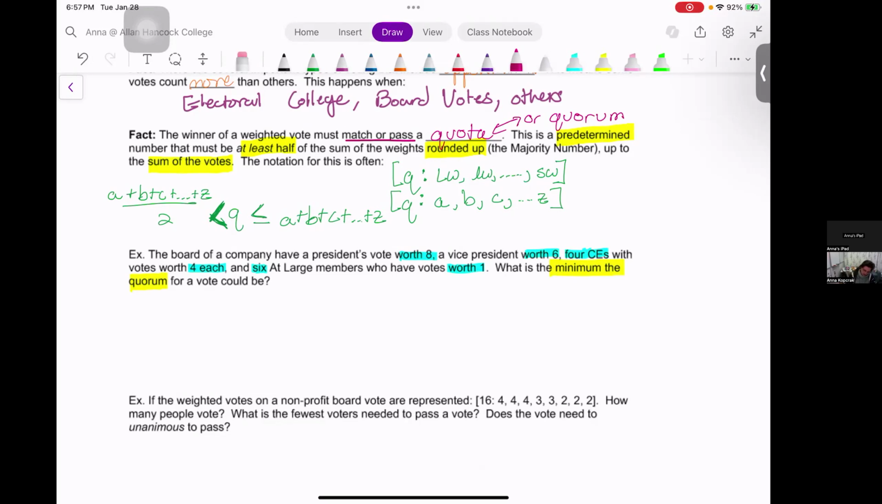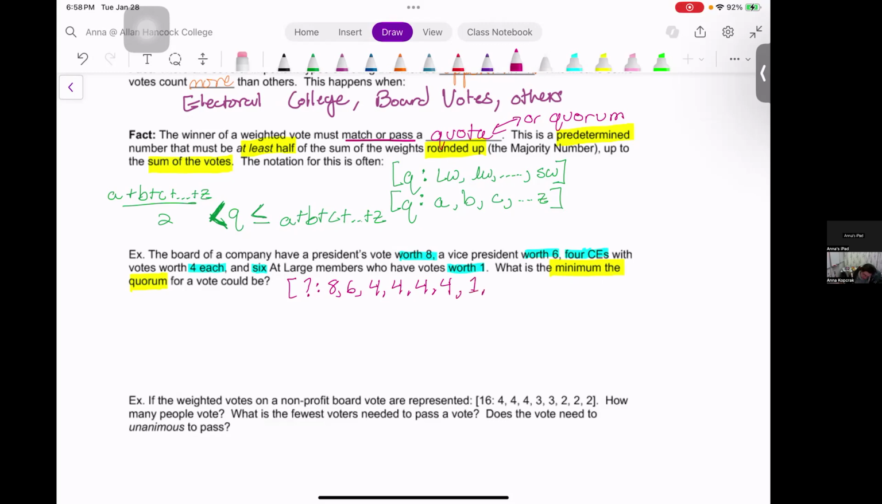So what I'm going to do first is I'm going to use my notation, and I'm going to say the quorum, we don't know yet. I'm going to put a question mark. We don't know what our quorum needs to be yet, but we have one vote that's worth 8. The next one is worth 6. Then we have 4 that are worth 4. 1, 2, 3, 4 that are worth 4, and 6 that are worth 1 each.